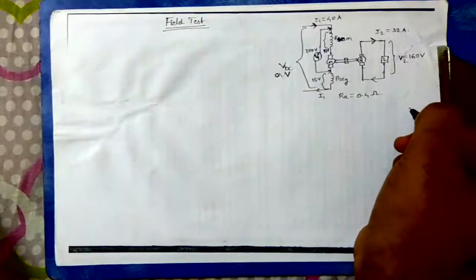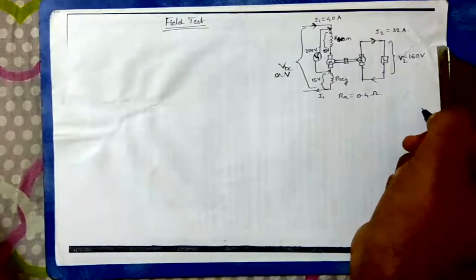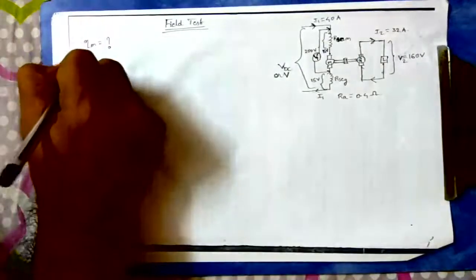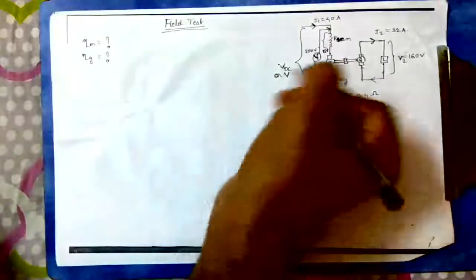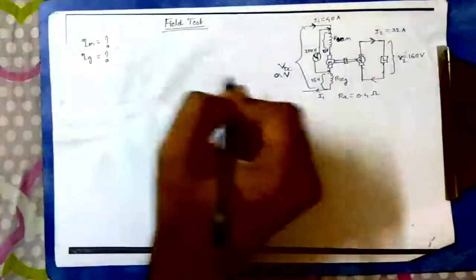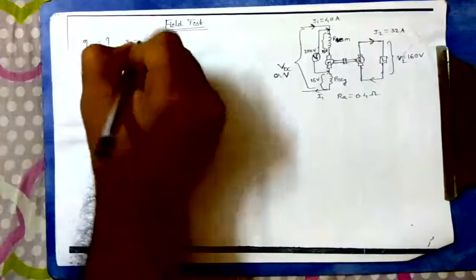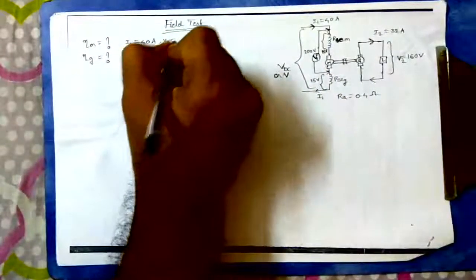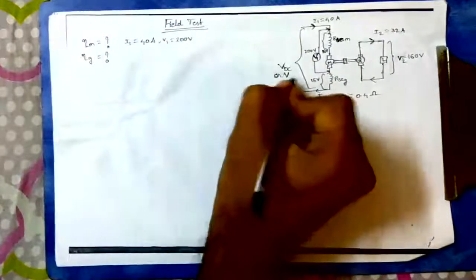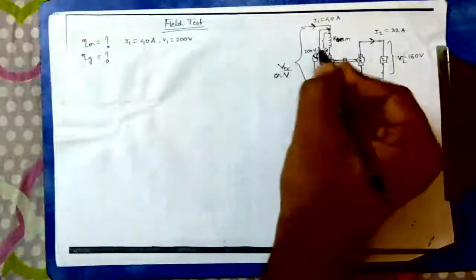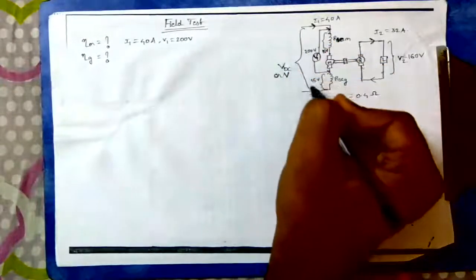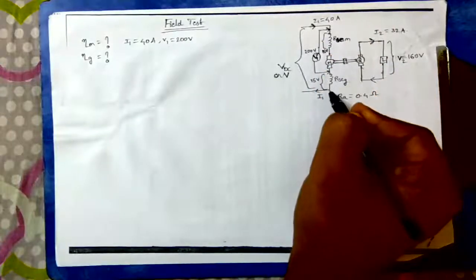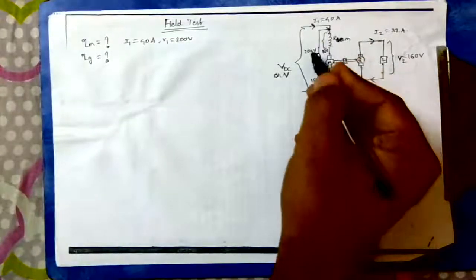Calculate the efficiency of each machine at this load, meaning we are supposed to calculate the efficiency of the motor as well as the efficiency of the generator. Motor means the left part, generator means the right part. I1 is equal to 40 ampere, whereas V1 is equal to 200 volts. What will be the total voltage, VDC or V? From this point to this point it is 200, and from this point to this point it is 15. Addition of the voltage, as they are in series, gives 215.